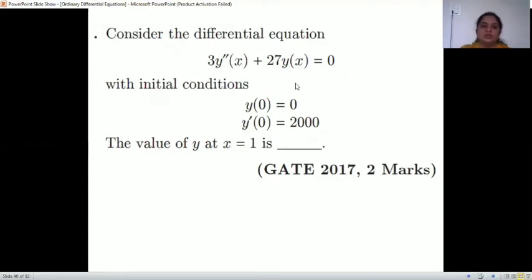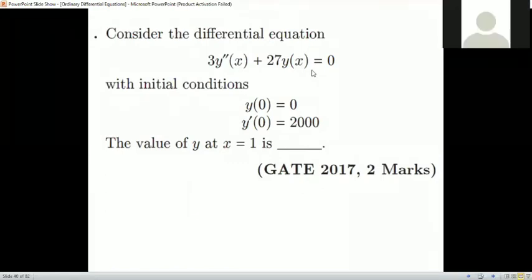So what you have to do is you have to only find out the roots. And tell me the roots now. Equation is 3D square plus 27 equal to 0. That is 3D square is minus 27, so D square is minus 9. So what are D's? Yes, plus minus 3i.